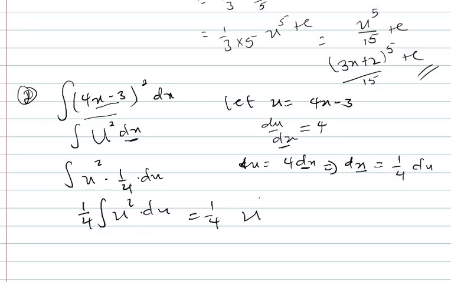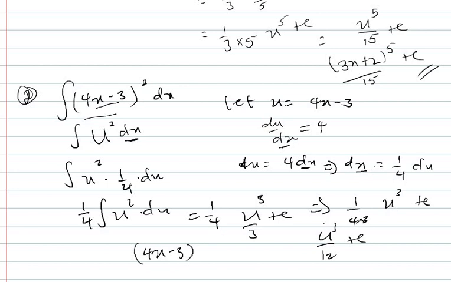Since we have u with respect to u, we can integrate 1 over 4 integral of this. That's u to the 2 plus 1, that's 3, all over 3, then plus c, which is also equal to 1 over 4 times 3, that's 4 times 3, u raised to the power of 3 plus c, so we have u to the power 3 all over 12 plus c. Our u is 4x minus 3, so we can say (4x minus 3) to the power 3, all over 12, then plus c. So the answer should be equal to this.